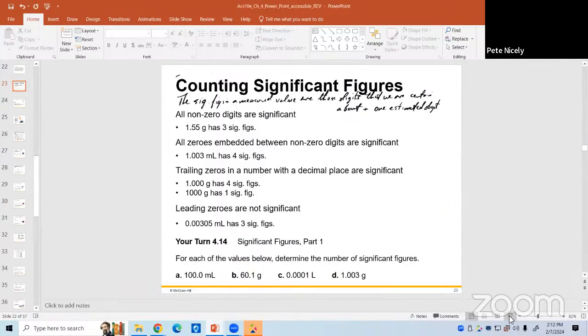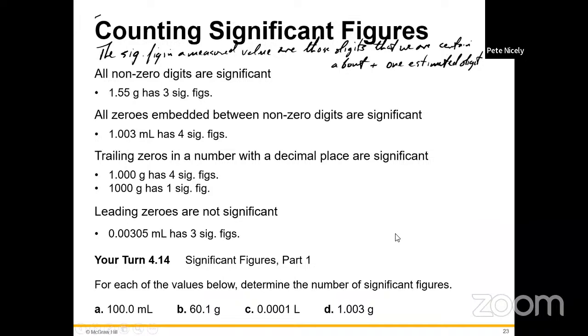So what we're gonna look at are situations where if you're given a question and let's say you're given a measured value, how can you tell what the number of significant digits are? All right, and there are some rules for that which are listed right here. First rule is that in any measured number, all non-zero digits are significant, right? So if I give you a measurement and there are non-zero digits in that measurement, then those non-zero digits are significant. So for example, if you're given 1.55 grams in a question, then you should recognize that this number has 3 significant figures, all right?